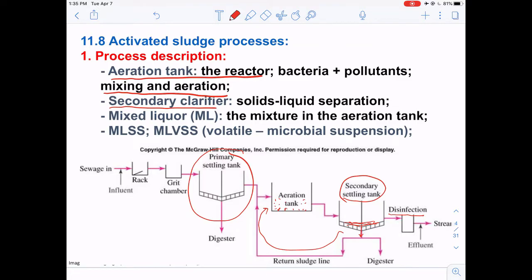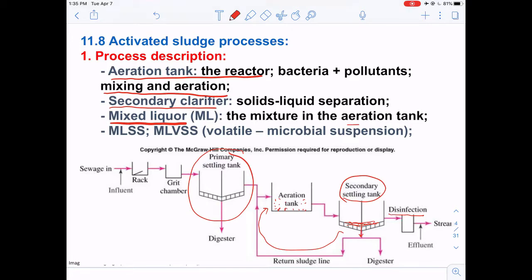So that can achieve the solid-liquid separation, which means that we can extract all of these bacteria or microorganisms out of the processed water. So here we are going to define quite a lot of parameters. Here we will learn a new definition, which is called the mixed liquor.